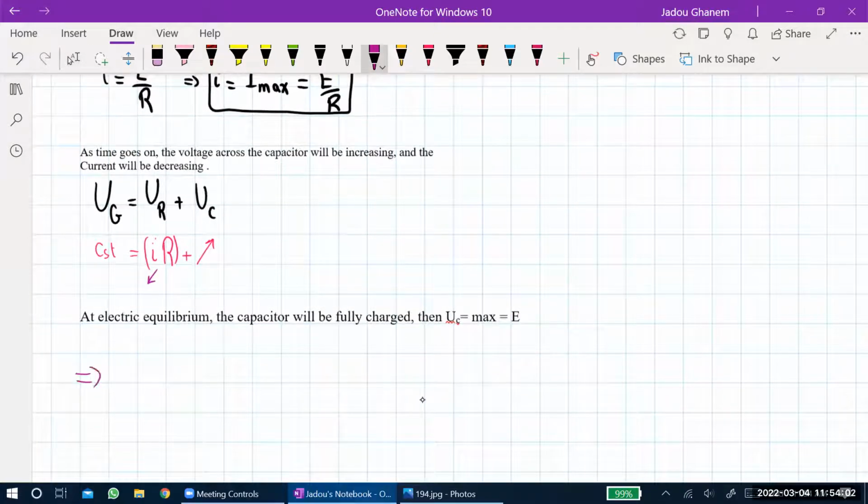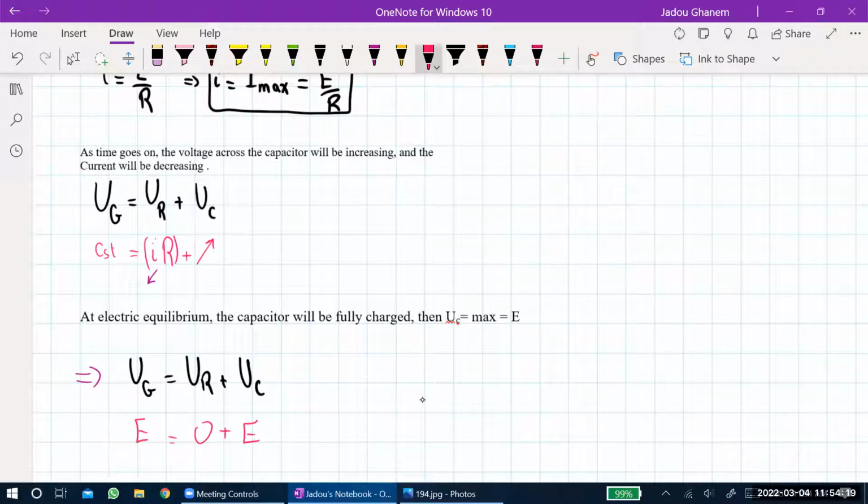This implies that if I try to apply the same rule, UG equals UR plus UC, UG is E, and the capacitor now is fully charged, then UR will be equal to 0 to keep the equation correct. This implies that I will be equal to 0. No current will be flowing at that moment.